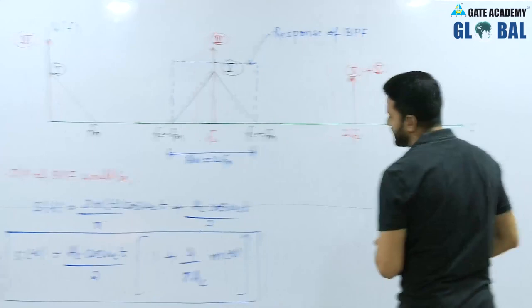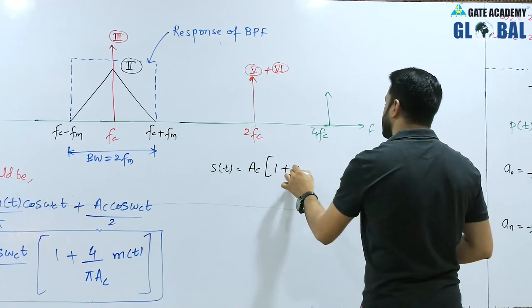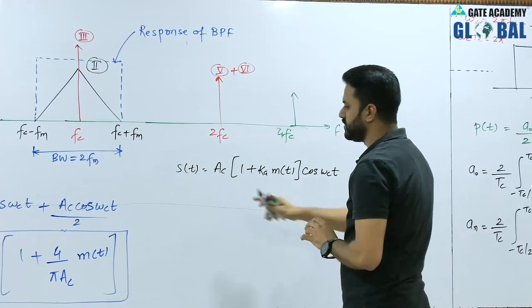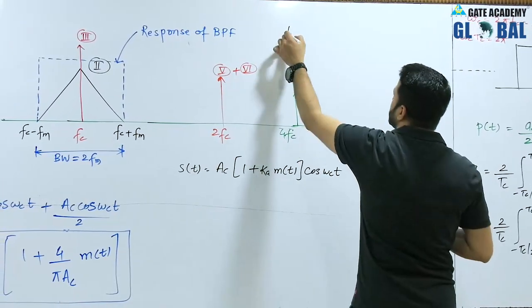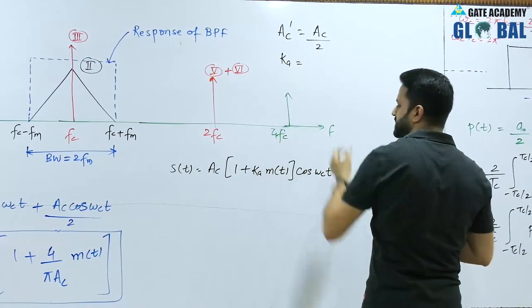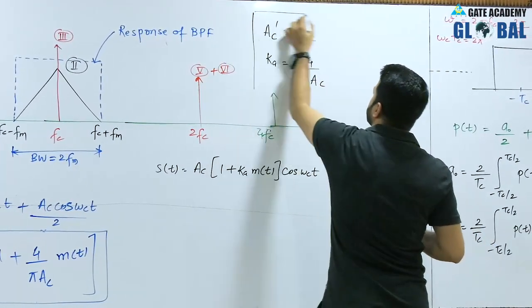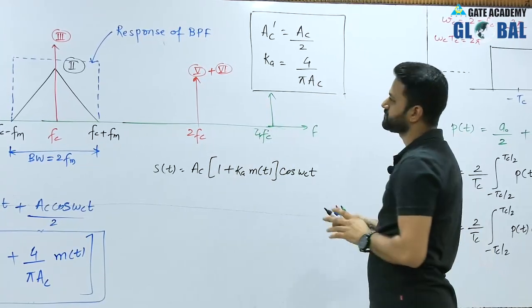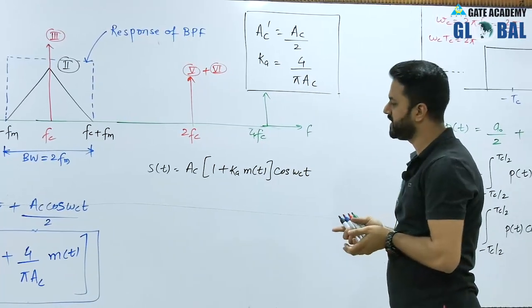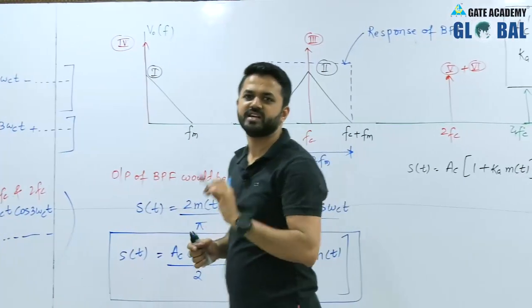You can compare with the standard form, which is A_c times 1 plus k m(t) cos ω_c t. After comparing, the new carrier amplitude is A_c by 2 and k is 4 by π A_c. So this is the new carrier amplitude at the output and the amplitude sensitivity of the modulator, 4 by π A_c. Now again we have to check the condition for the carrier frequency.